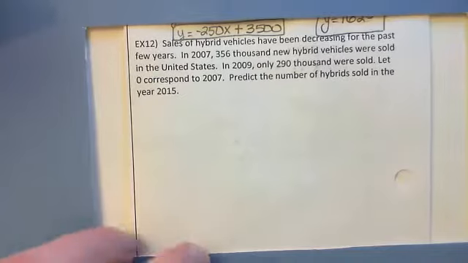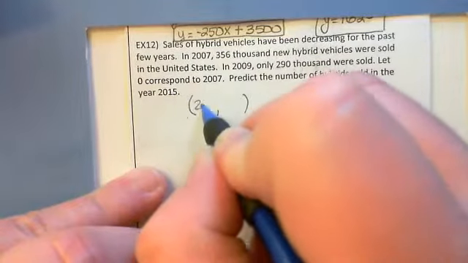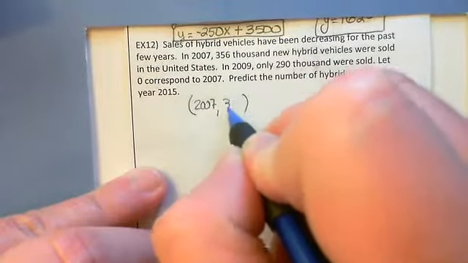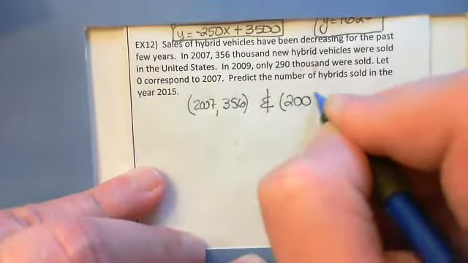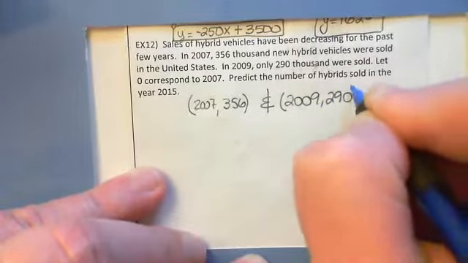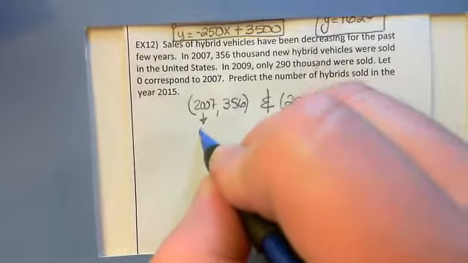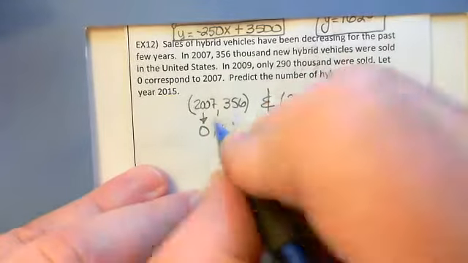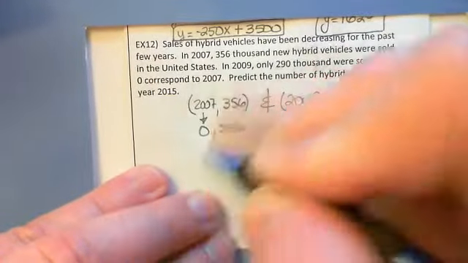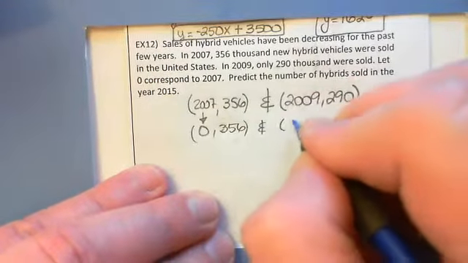So that's similar to example number 10, where we have two pairs. One has the year 2007 and 356,000, and the other pair is 2009 and 290,000. Alright, they'll probably even remind us that if we have years, we want to change the 2007 to 0 to make things easier for us. So this would be 356, and 2009 minus 2007 is 2 years.